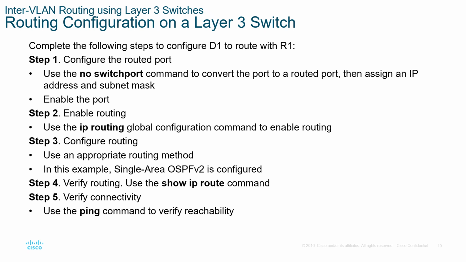Now, you need to complete the following steps to configure D1 to route with R1. Use the no switchport command to convert the port to a routed port. Then assign an IP address and a subnet mask, and then do a no shut to enable the port. Next, again, you have to enable routing, so you're going to use the ip routing global configuration command to enable routing on your switch. Then you're going to configure routing using an appropriate routing method. In this example, single area OSPFv2 would be configured. Then you're going to verify routing. You're going to use the show ip route command. You're going to verify connectivity. You're going to use the ping command to verify reachability.